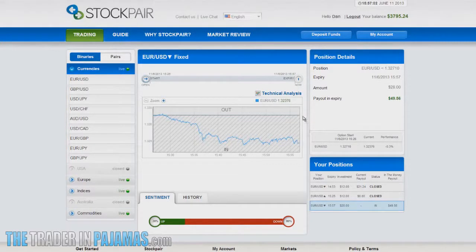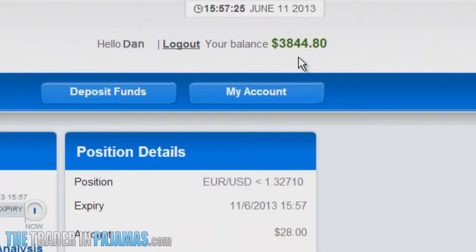All right, welcome back. The trade we submitted earlier is now going to expire. It looks like it's going to be a winning trade. We can see the payout here, $49.56. And if we look up here, we can see the account balance has automatically updated. So let's go ahead and just check the trade history again.